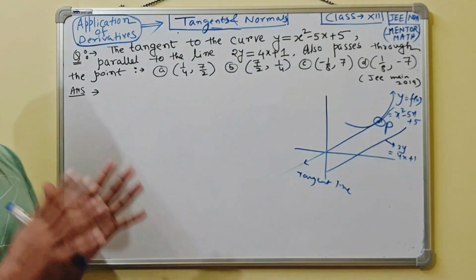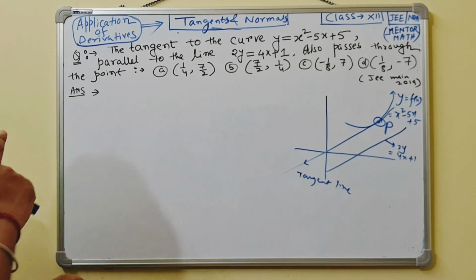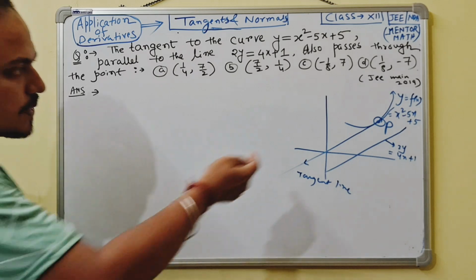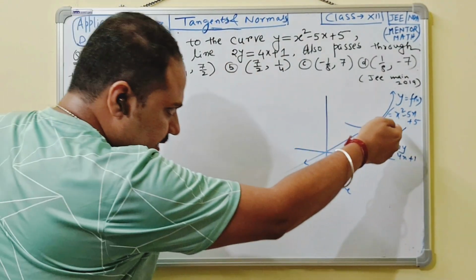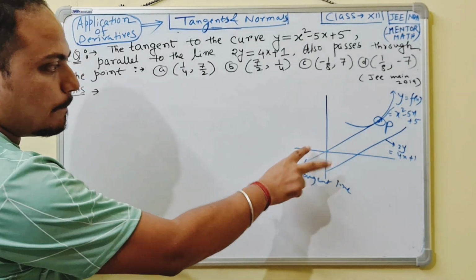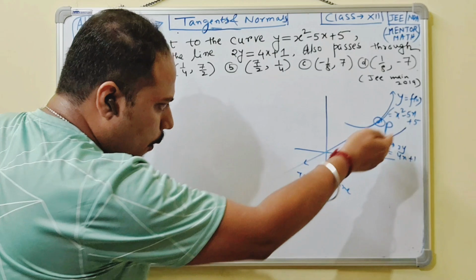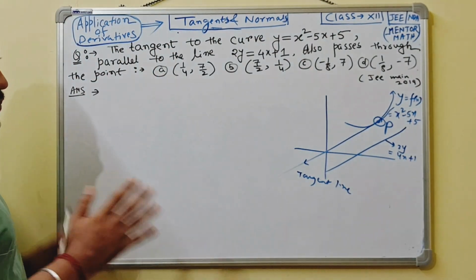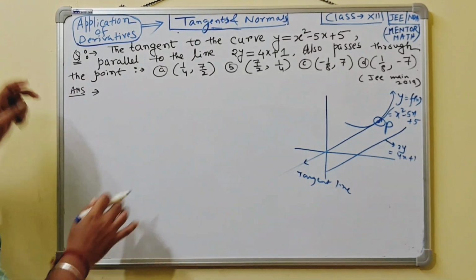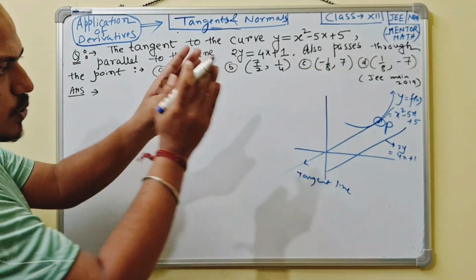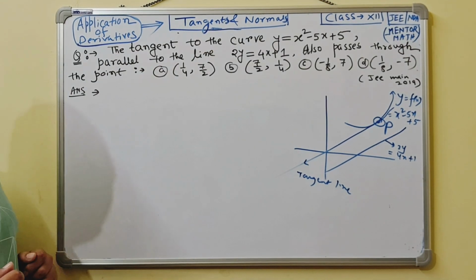And you know from the straight line chapter, if two lines are parallel to each other, then their slopes are equal. Okay, so this is your tangent line. Tangent line means also a straight line, and this is your another straight line, they are parallel. That means slope of tangent is equal to slope of that particular given line, because they are parallel lines. So comes to the main point. First of all, using this parallel condition, you have to find the equation of tangent.